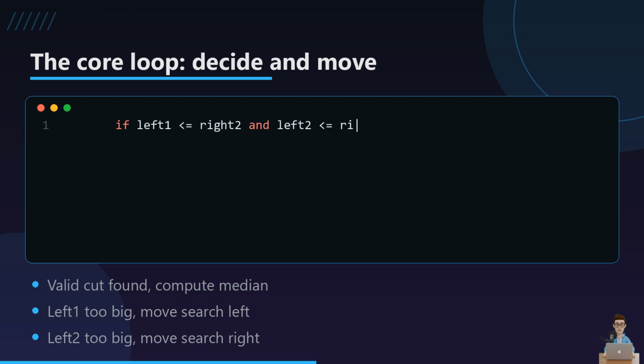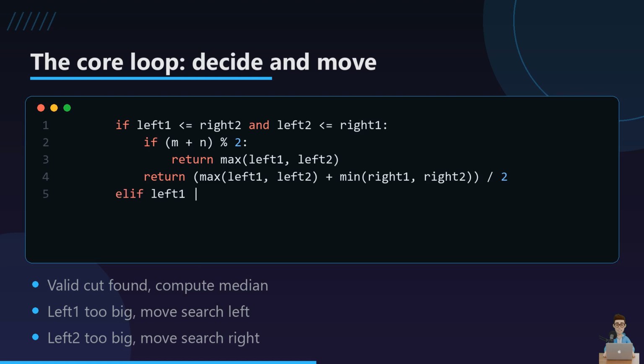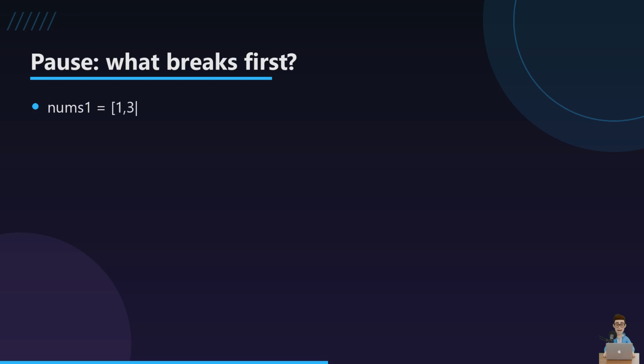If left 1 is less than or equal to right 2 and left 2 is less than or equal to right 1, this cut is correct and the median sits right at that boundary. If left 1 is too big, we shift our guess left, otherwise we shift right, just like normal binary search. There's the pattern, and that just dropped us to big O of log of m plus n. Clean. Quick pause before I show you.